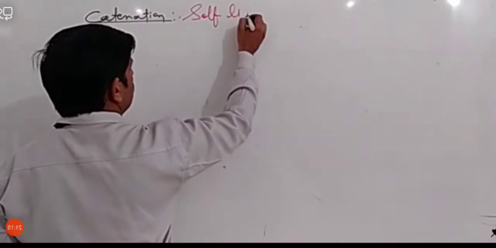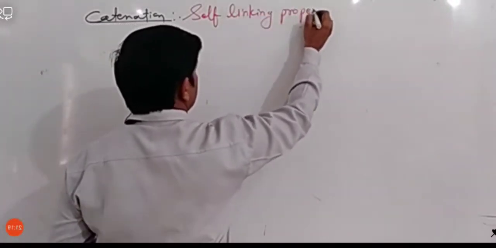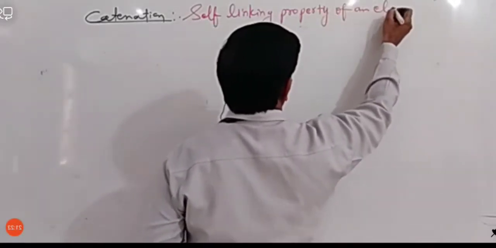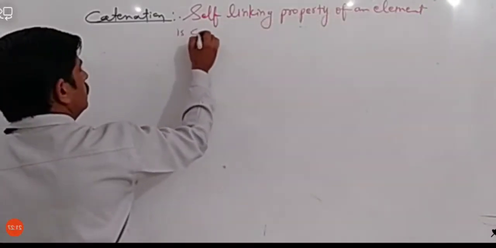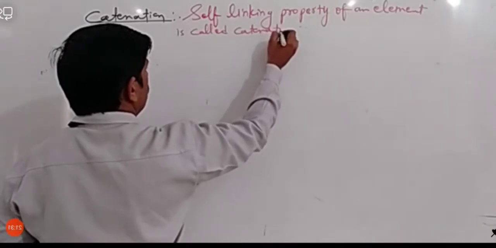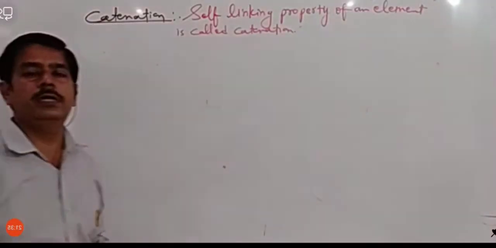तो हम कह सकते हैं कि self linking property of an element is called catenation. Okay, एलिमेंट की जो सेल्फ लिंकिंग प्रॉपर्टी है, दैट इज कॉल्ड कैटिनेशन.